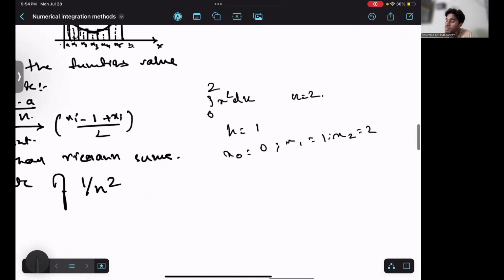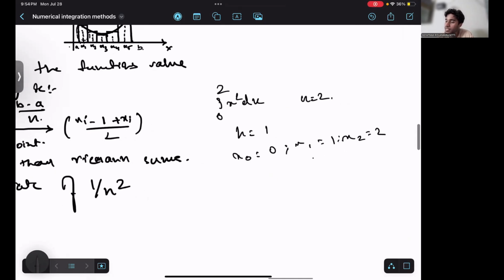So the midpoints from 1 to n, that is x of 1 to x of n, which is x of 2, will be m of 1 equals x of 0 plus x of 1 by 2, which will be equal to 0.5. Similarly, m2 will be equal to 2 plus 1 by 2, which will be equal to 1.5.